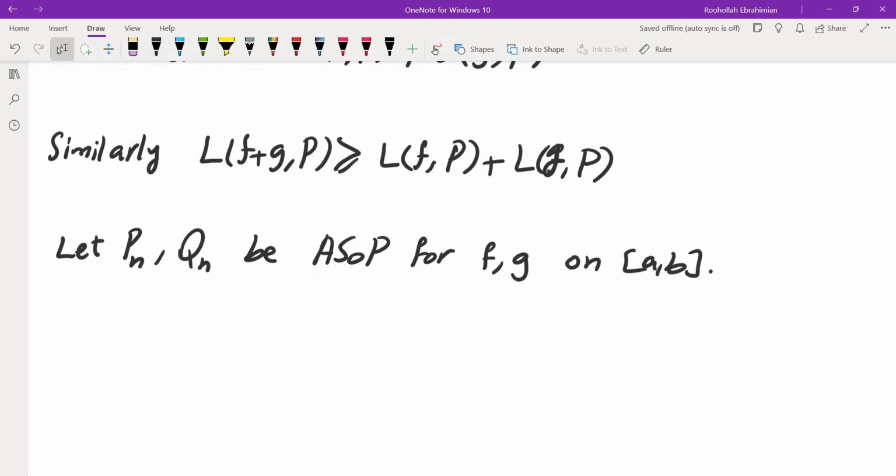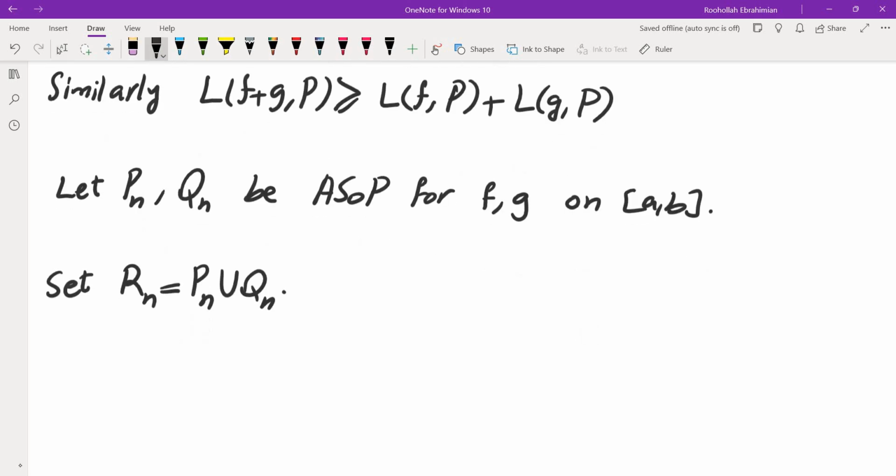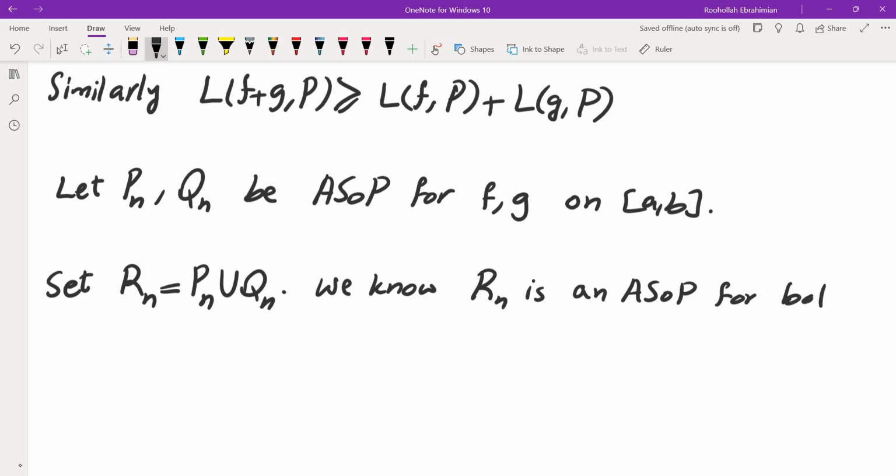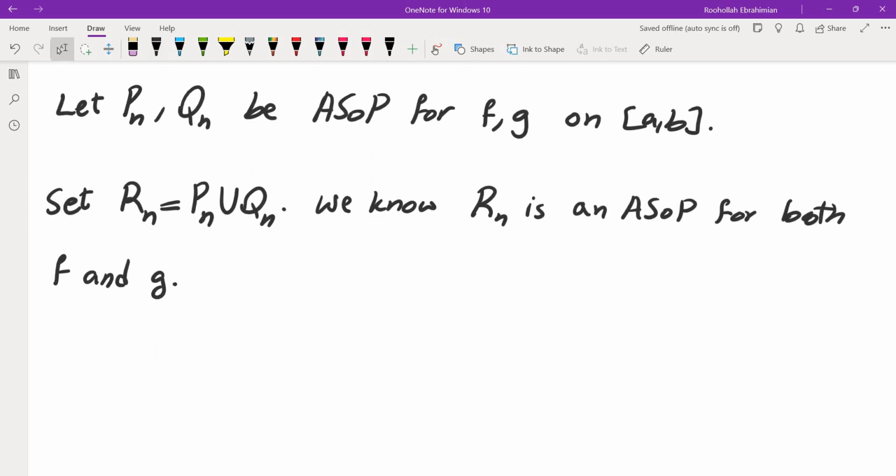If you take a refinement of two Archimedean sequences of partitions, then you get another Archimedean sequence of partitions. So set Rn to be the refinement of both of these, the union of Pn and Qn. By what we showed before, if you refine a sequence of partitions, it also becomes Archimedean. So we know that Rn is an Archimedean sequence of partitions for both f and g. This is not difficult to see, and we have actually done this before.